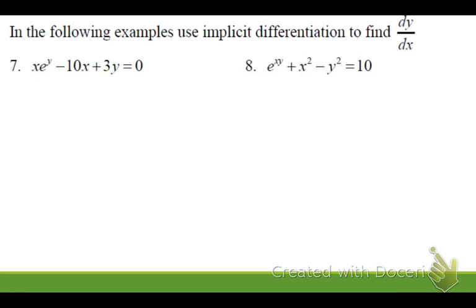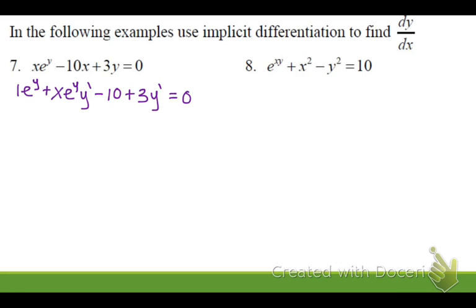So the product rule. The derivative of the first, what's the derivative of x? 1 times the second, so times e to the y, plus the first, which is x, times the derivative of the second. What's the derivative of e to the y? E to the y. Good. E to the y, y prime. The second one, negative 10x. What's the derivative of negative 10x? Negative 10. And what's the derivative of 3y? 3y prime. Good. Because the derivative of 3y is just 3, and then the derivative of y is y prime. And then you put it over, factor out the y prime.